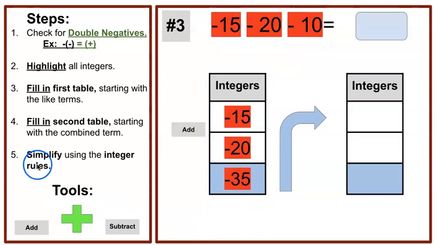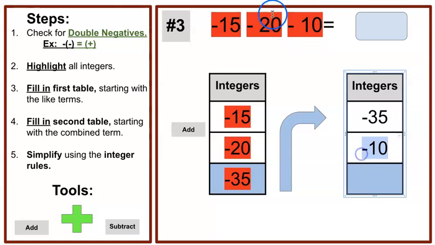So we're going to go to step 4, fill in the second table starting with the combined term. So this one is the combined term. I'm going to come here, negative 35. And then we see that we used negative 15 and negative 20. We're missing negative 10. So we need to make sure we put the correct number.